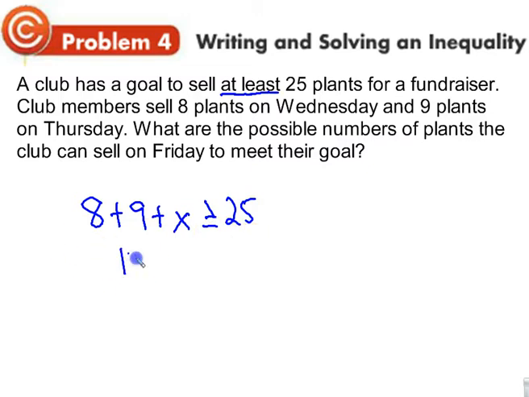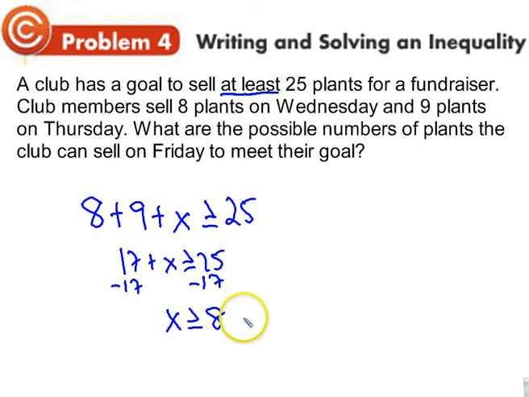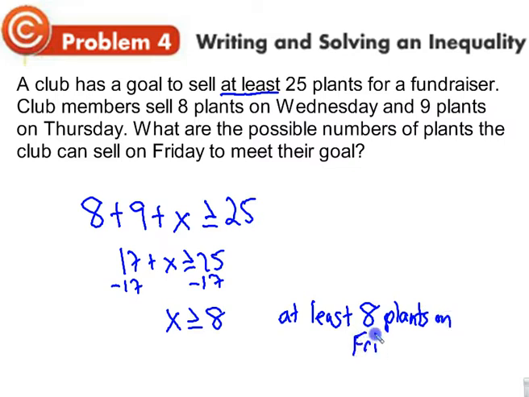So what I get is 17 plus x is greater than or equal to 25. I subtract 17 from both sides. I get x is greater than or equal to 8. So they have to sell at least 8 plants on Friday. If they sell more, great. If they sell less, they're not going to meet their goal. So I wrote the inequality from the sentence: 8 on Wednesday, 9 on Thursday, x on Friday, at least 25. And then I solved it.